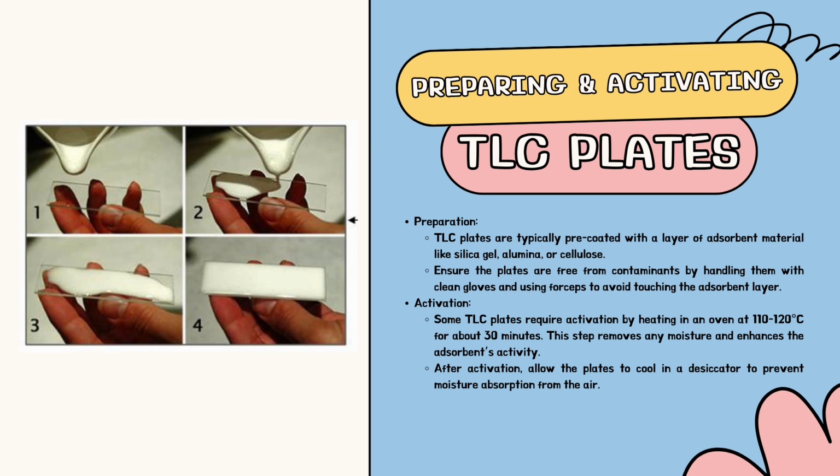Some TLC plates require heating in an oven at about 110 to 120 degrees for about half an hour. This is to remove any moisture and enhance the adsorbent's activity. After the activation, let the plates cool in a desiccator to prevent moisture absorption from the air.